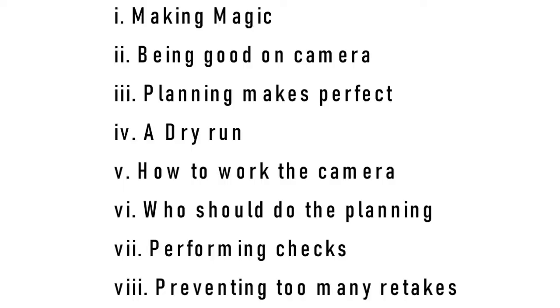Okay, so first of all, I think it's a good idea if we read through the headings, the list of headings. So let's do that. Okay. So we've got 8 here. So the first one is making magic. And the second one, being good on camera. Number 3, planning makes perfect. Number 4, a dry run. Number 5, how to work the camera. Number 6, who should do the planning. 7, performing checks. And 8, preventing too many retakes.